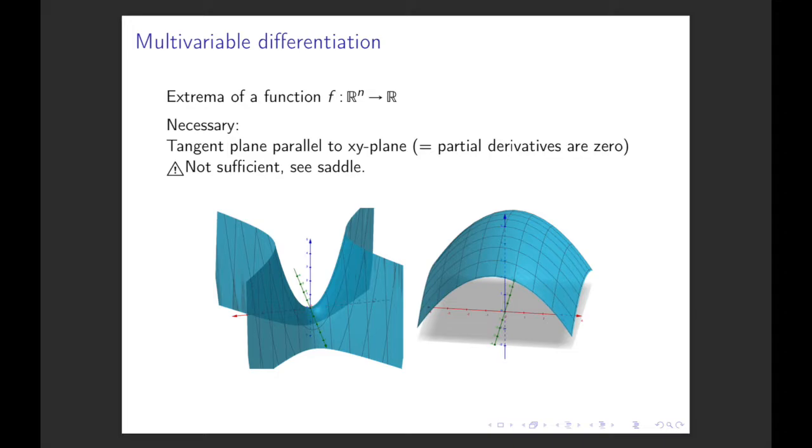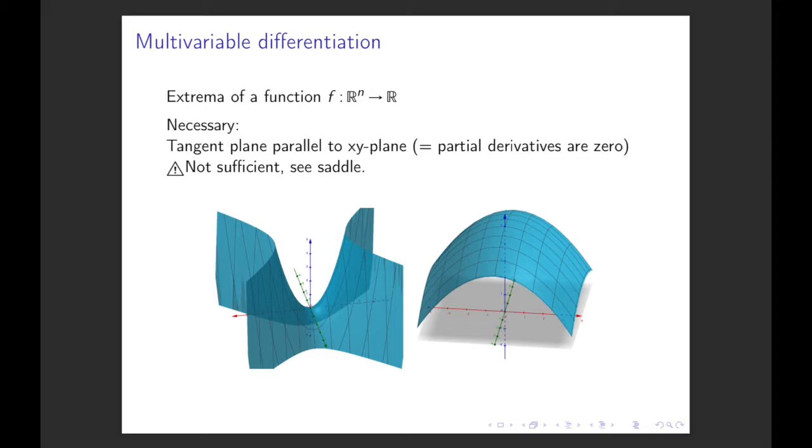But how to do this computationally? Instead, we realize that at a maximum or minimum, the tangent plane is parallel to the xy plane. That is, all partial derivatives are zero. In one dimension, the corresponding criterion is the same, you know. The first derivative at extreme points is zero. But this was not enough.